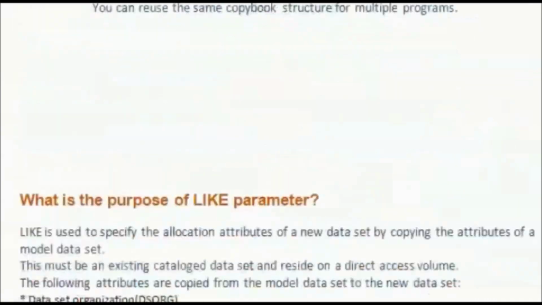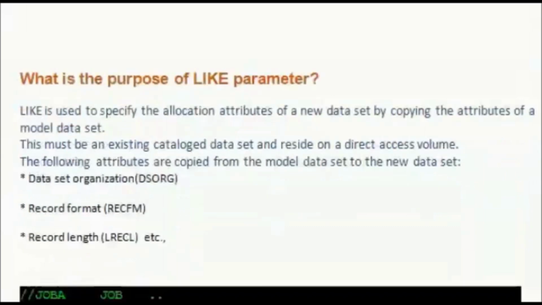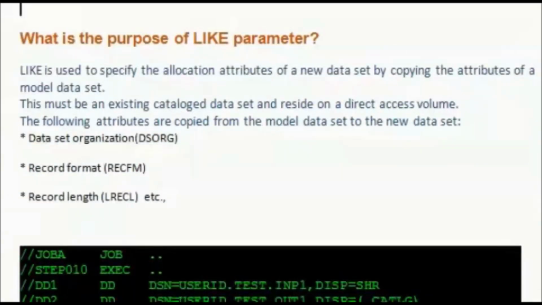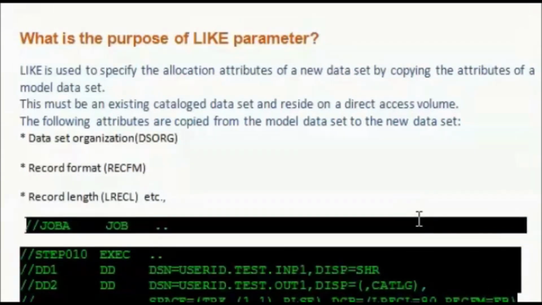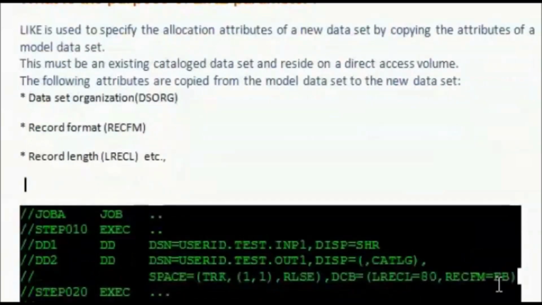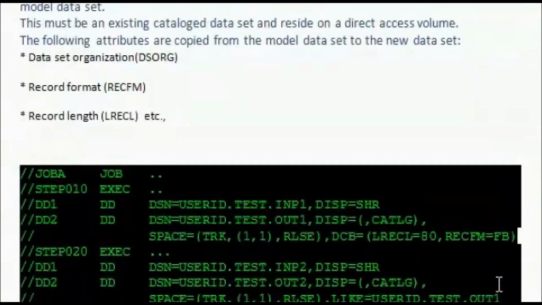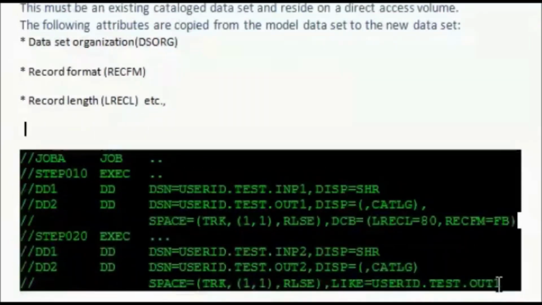Next question, what is the purpose of the LIKE parameter? The LIKE parameter is used to specify the allocation attributes of a new dataset by copying the attributes of a model dataset. This must be an existing cataloged dataset and reside on a direct access volume. The following attributes are copied from the model dataset to the new dataset: DSORG, record format, logical record length, etc. So look at the example. In this example, the dataset attributes used for userid.test.out2 are obtained from userid.test.out1 using the LIKE parameter.